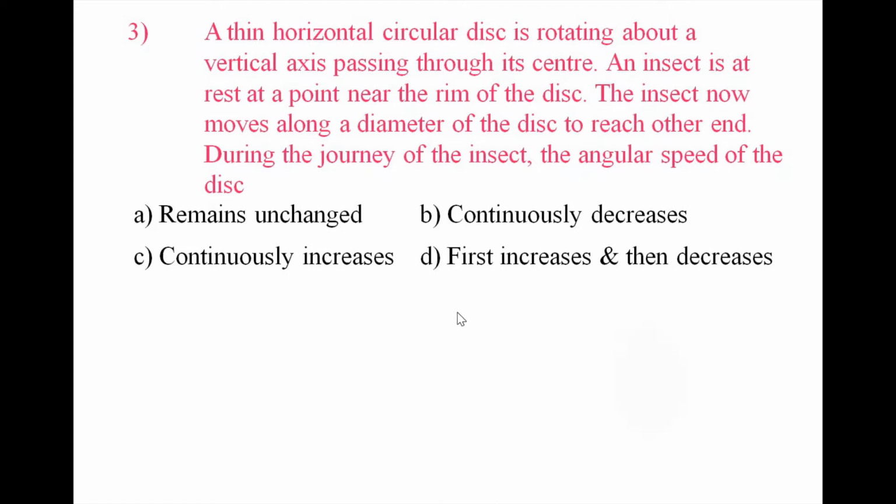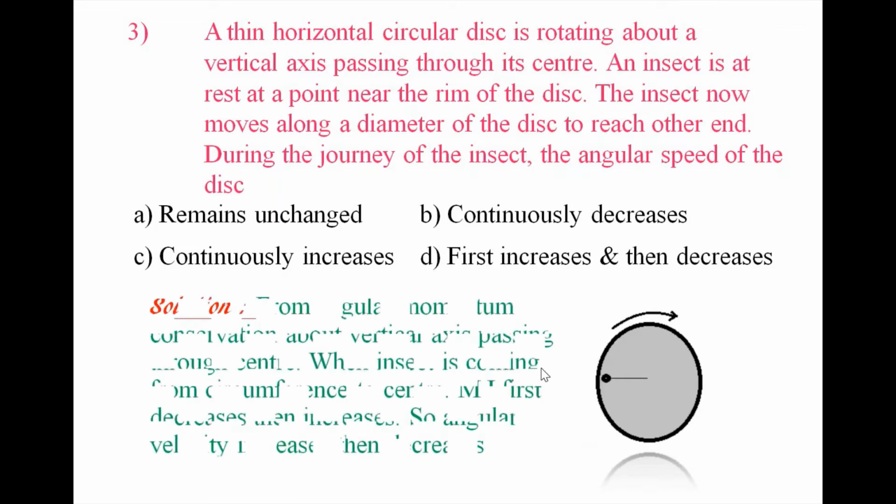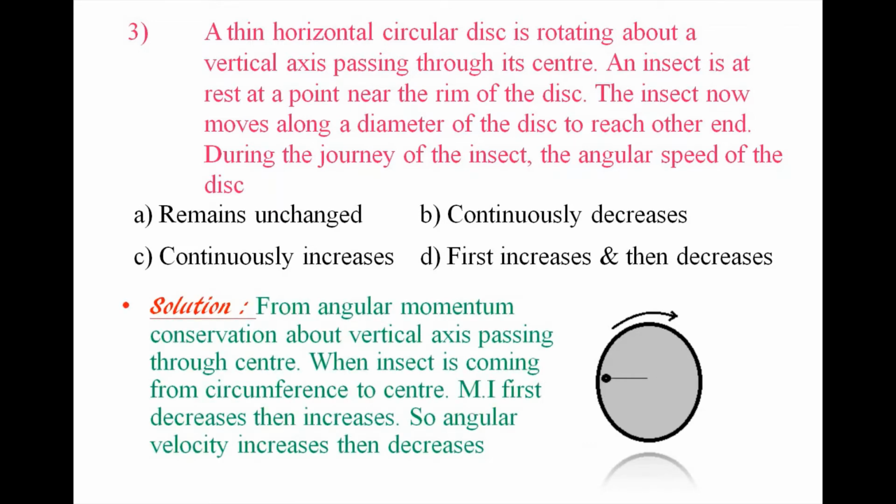So let's see the figure of this objective. Here is the circular rim and the insect, with its vertical axis. So let's see the solution. From angular momentum conservation about the vertical axis passing through the center, where the insect is moving from the circumference to the center, the moment of inertia first decreases then increases. So the angular velocity increases then decreases. So here option D is correct, that means angular speed first increases and then decreases. So let's see the next objective.